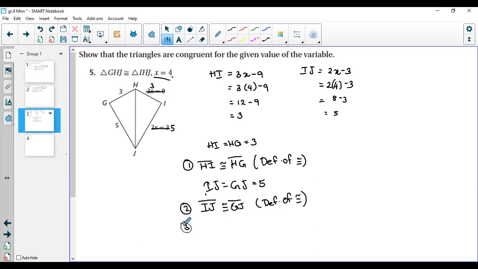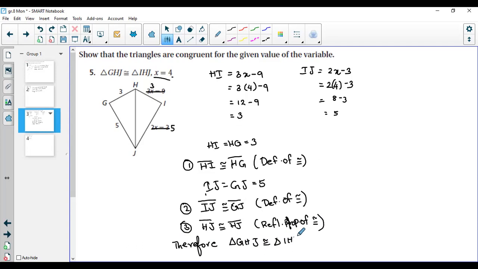So the last statement of my proof is going to be HJ is congruent to HJ. Why is that? Because of the reflexive property of congruence. So finally, you could say, therefore, triangle GHJ is congruent to triangle IHJ. You could say by SSS, or you can just leave it like that because we used SSS, 3 sides, right?